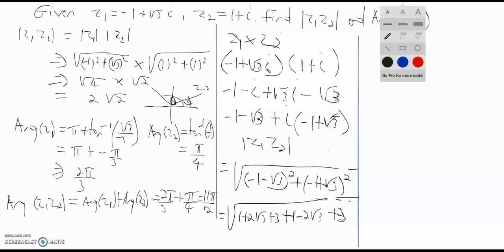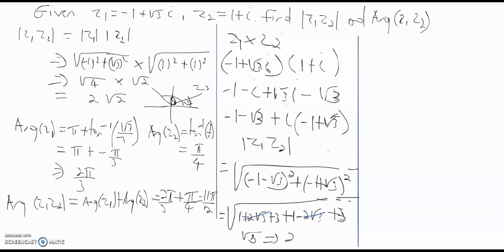So notice what is going to happen here. This cancels out this. So I'm going to be left with 1 plus 3 plus 1 plus 3. That is going to give me the root of 8. Now when I rationalize root of 8, I end up with 2 root 2. So right away we can verify that my modulus is correct by the property that the modulus of Z1 Z2 is just the modulus of Z1 times the modulus of Z2, because we'd have gotten the same answer here.